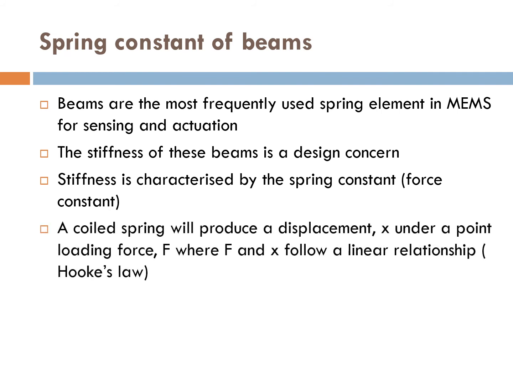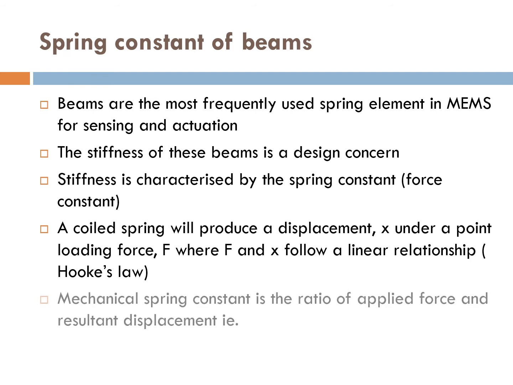A coiled spring will produce a displacement X under a point loading force F, where the force F and the displacement X follow a linear relationship which is given by Hooke's law. The mechanical spring constant is the ratio of applied force and the resultant displacement. The spring constant Km is equal to the force divided by displacement, F by X.